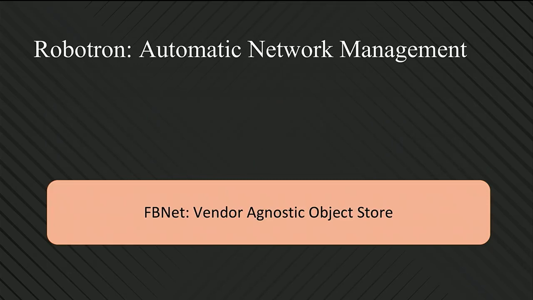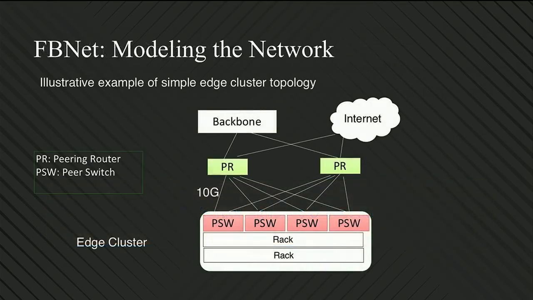So let's first look at how AppNet models our network. I will continue to use this traditional 4-post edge cluster as an example. So the cluster has 4 peering switches. We call it PSW. They connect downstream to the rack switches and servers, and upstream to peering routers. We call it PR. Each PSW has a 10 gig link to each PR.